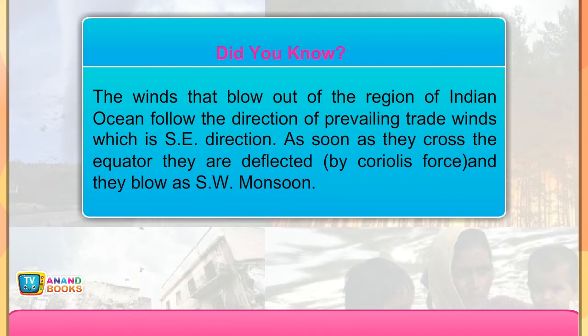Did you know? The winds that blow out of the region of Indian Ocean follow the direction of prevailing trade winds, which is SE direction. As soon as they cross the equator, they are deflected by Coriolis force and they blow as southwest monsoon.